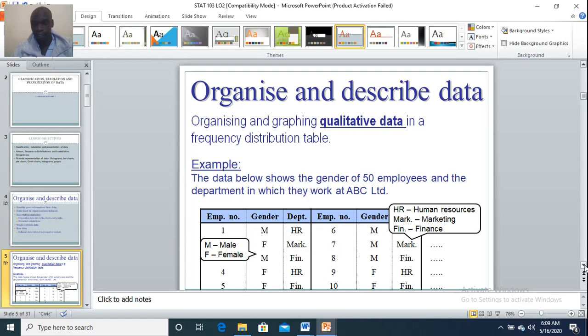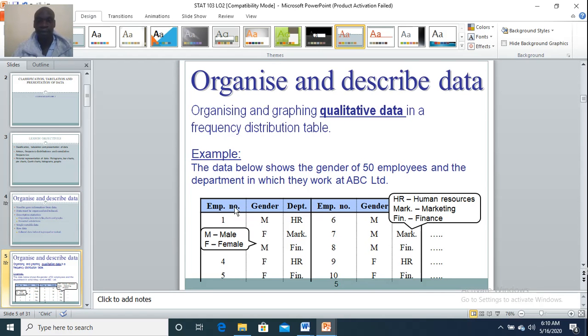Let's have an example here. We are organizing this qualitative data part into tables. Here we have employees identified by the employee number, whether it's a female or a male. So we have first employee is a male, second employee is a female, third employee is a male, fourth employee female, but we have 50 of them.